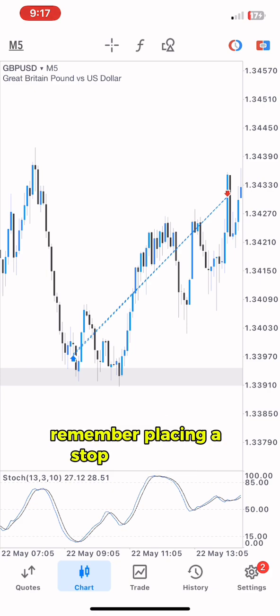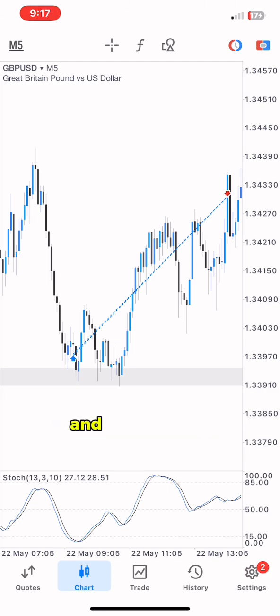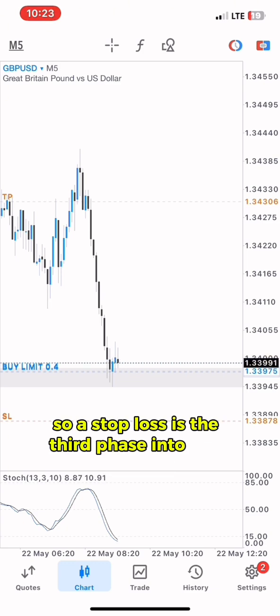Remember, placing a stop loss is very, very, very important in taking any trade, because you might get distracted at times and the market might just take you out. And if you don't have a stop loss, it will keep going till it empties your account. So a stop loss is the third phase of this strategy.